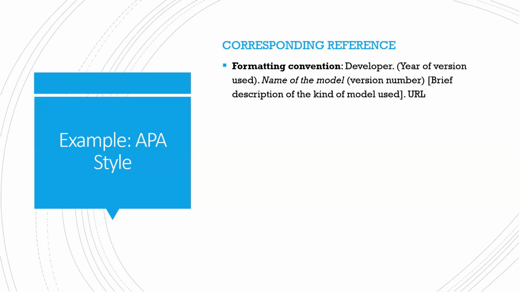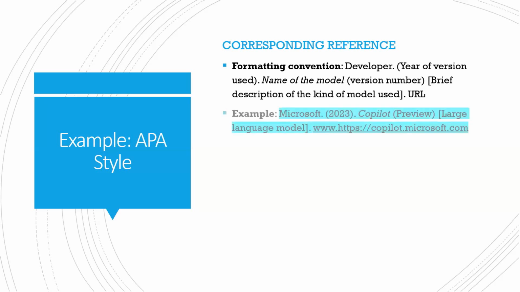And then this is a little different, maybe, than the type of reference that you normally use, like a journal article or a book, but in brackets, you have to include a brief description of the kind of model that you used. This is to help the reader understand more about the tool or about the source. And then the last element is the URL. So here's an example of what that would look like.